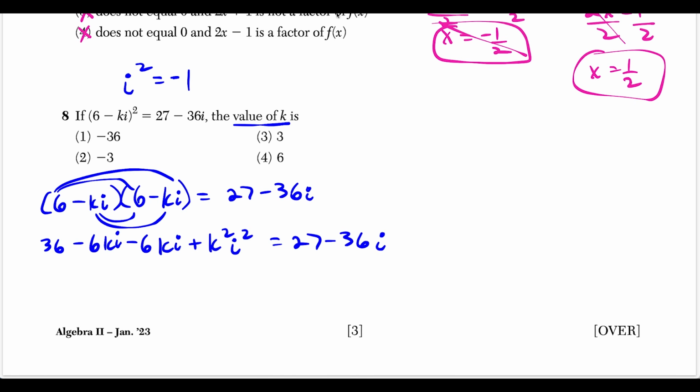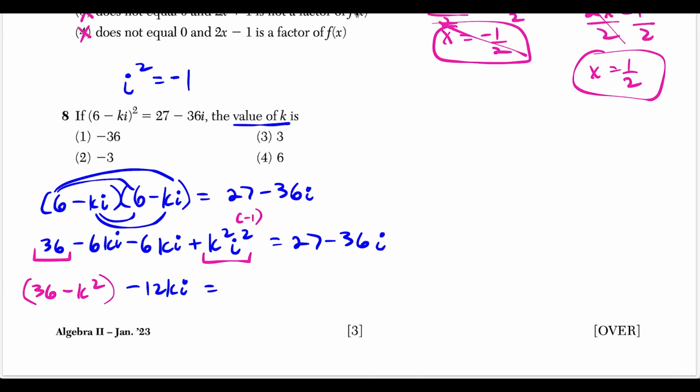So the trick here with imaginary numbers or complex numbers, you want to get the real terms together and the imaginary terms together. So notice here that we have 36, and in a moment this is going to turn into a real number, because when we do i squared is -1, we're going to have k squared times -1, which gives us minus k squared. So this part here is going to be real. We're going to have 36 minus k squared. So this is our real part. And now what we have next, we have minus 12ki, and this is our imaginary part.